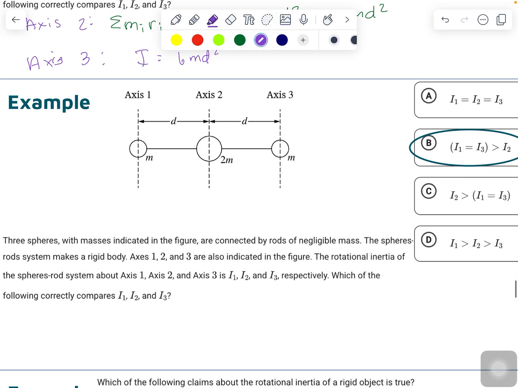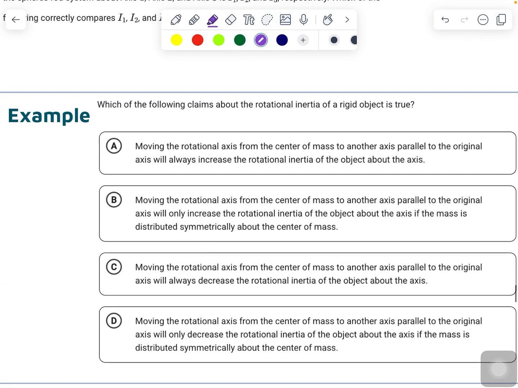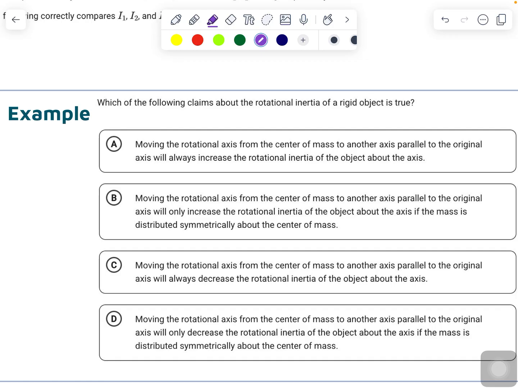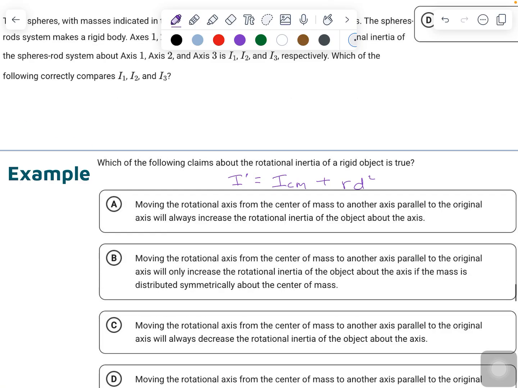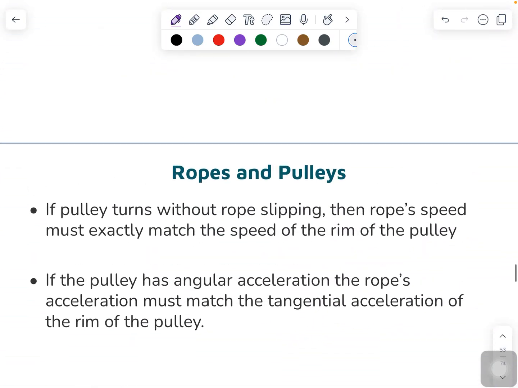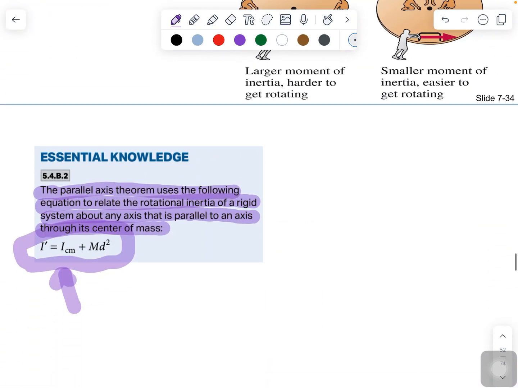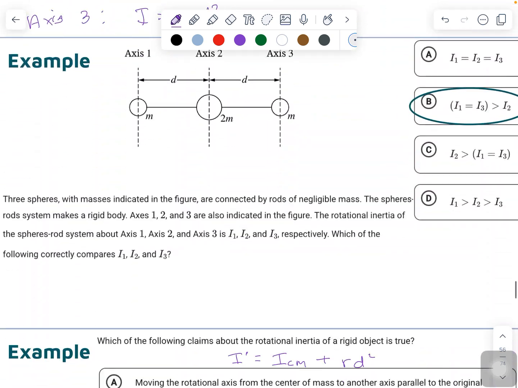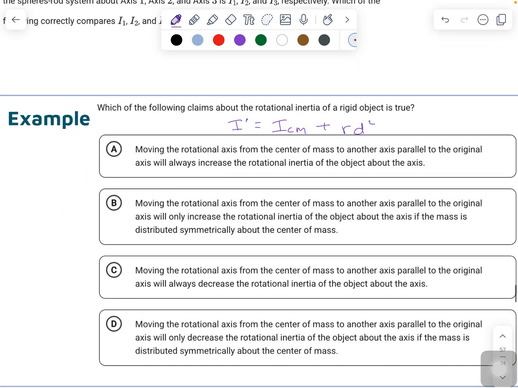And that's what we got. Perfect. Okay, which of the following claims about rotational inertia of a rigid object is true? And basically, they're referring to this new equation: I prime is equal to I center of mass plus M D squared. Was that what it was? M D squared. The d would be the r, right? It's M D squared.